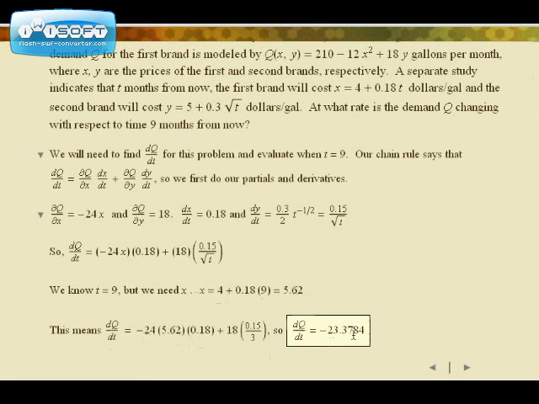And so this means that the demand for this particular brand, Q, or for our first brand, is going to be going down. So the demand is going down with respect to time. So as time goes on, we're going to need less and less paint of this first brand. So that'll do it for the word problems there.